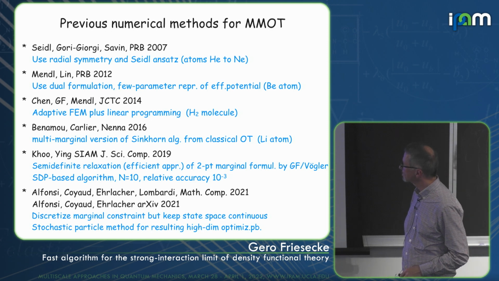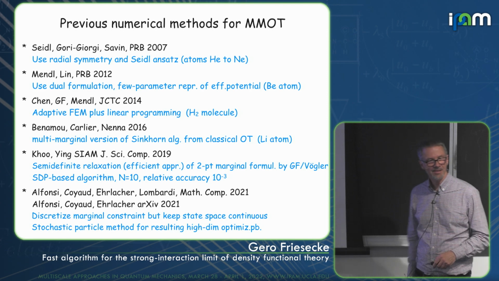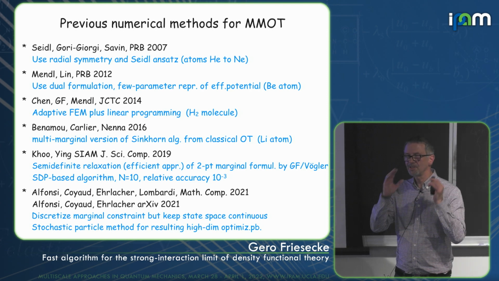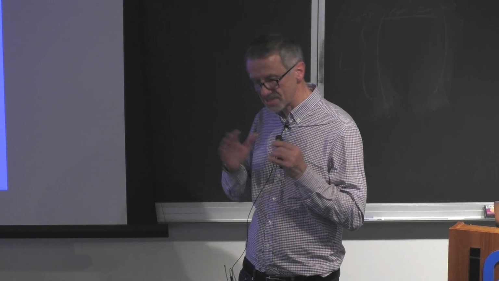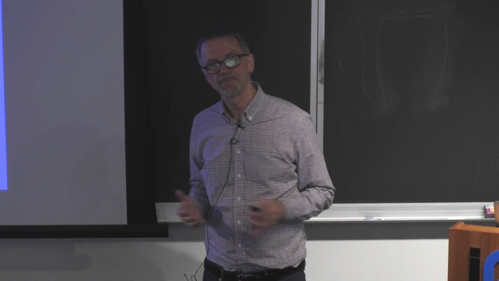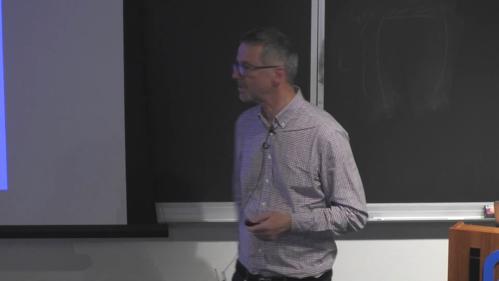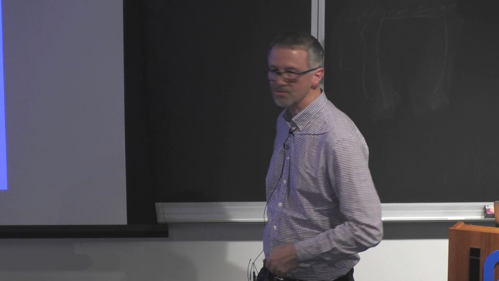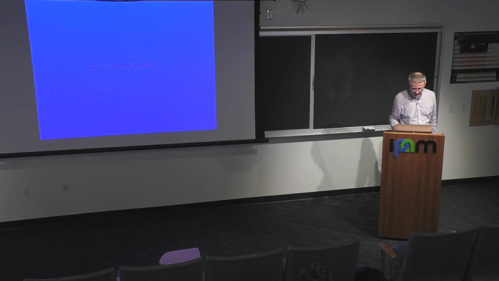Then there are also very recent methods by Alfonsi, Coyot, Erlacher, and Lombardi. So they have yet another approach. They say, okay, we discretize only the marginal constraint, but keep the state space continuous. Then it becomes a high-dimensional function optimization problem on a manifold, and then they try to do this by a stochastic particle method. Okay, so now I get to the new algorithm.